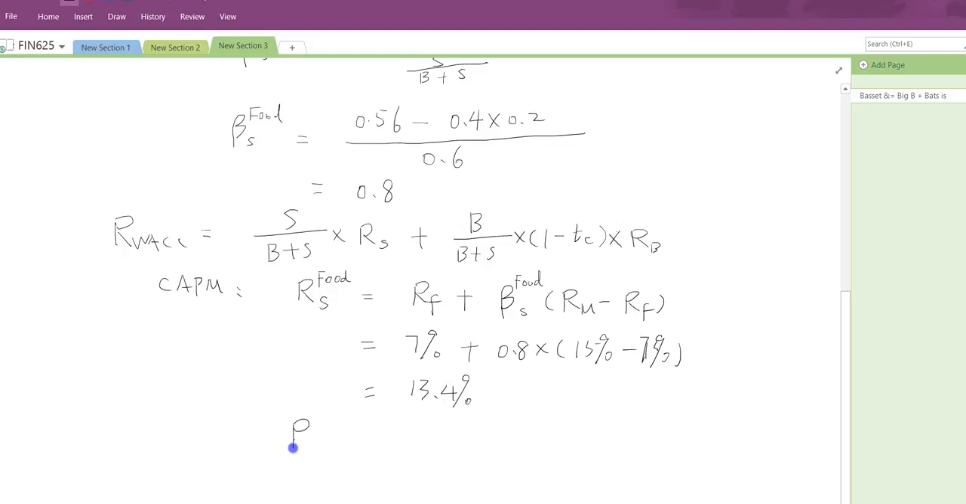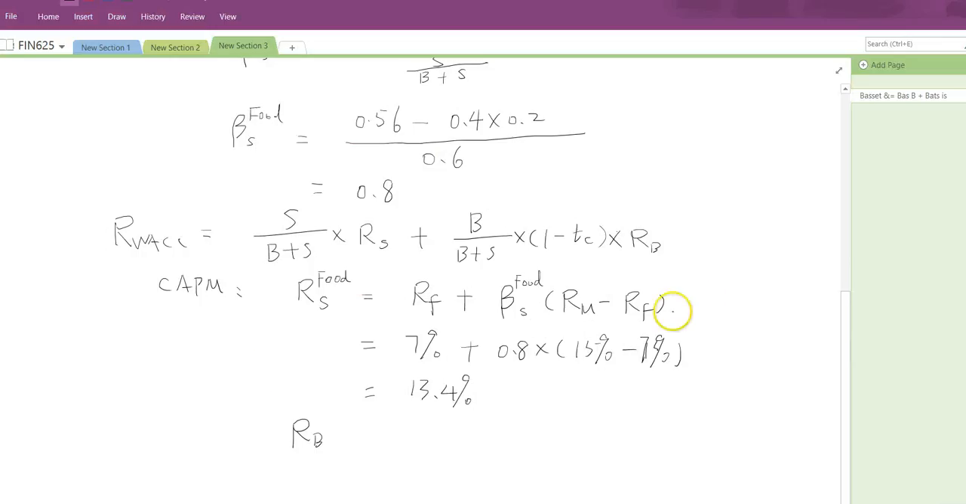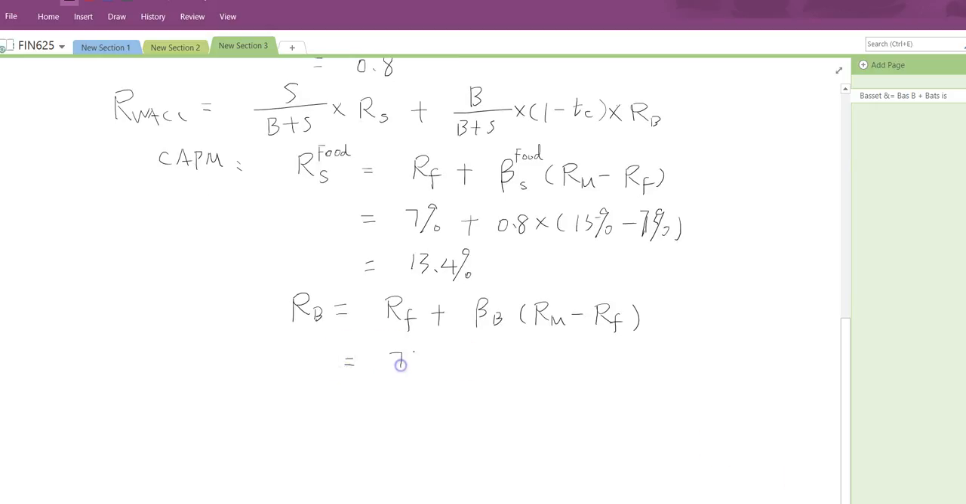Same for the RB. Here it doesn't mention the divisions. So the company's debt has the beta of that. So we assume that each division shares the same beta, right? There's no reason to believe otherwise. So maybe just one more step for the first division, then I can probably save some steps for the other two divisions. This is RM minus RF. Okay, so this is 7% plus 0.2 times 15% minus 7%. So this gives me 8.6%. So now I have every number which I need in order to calculate this WACC.